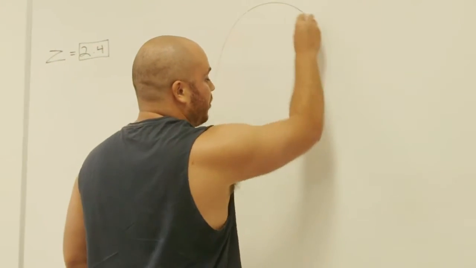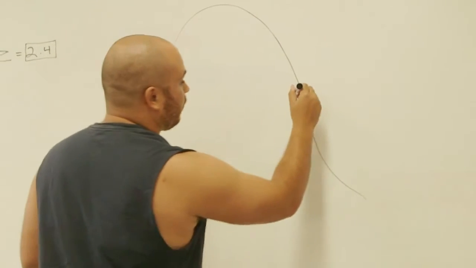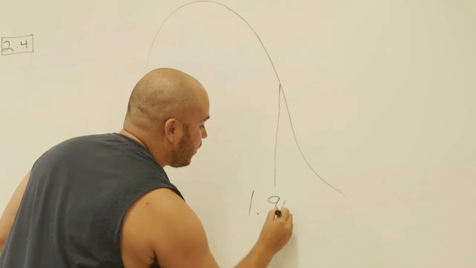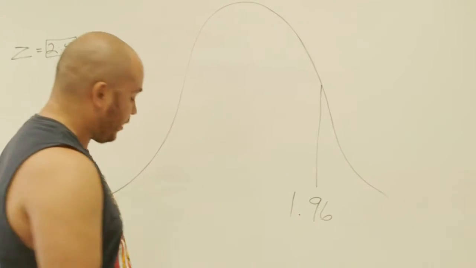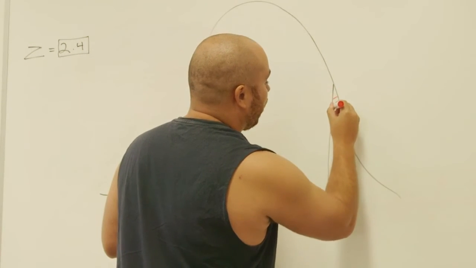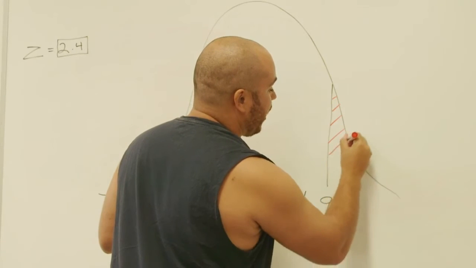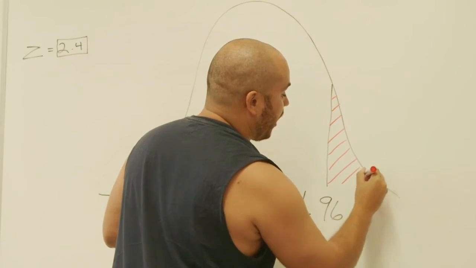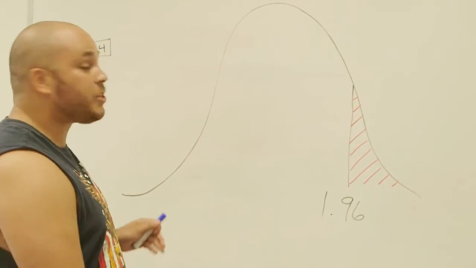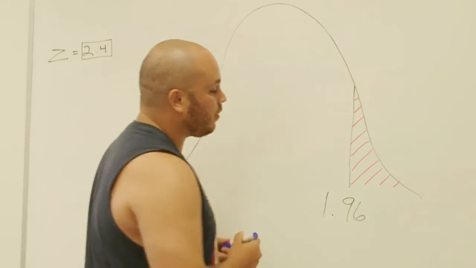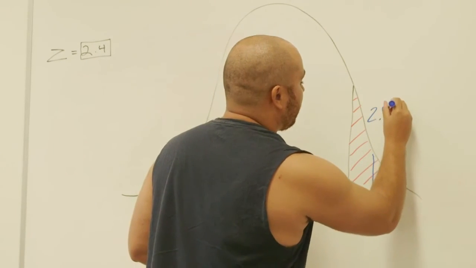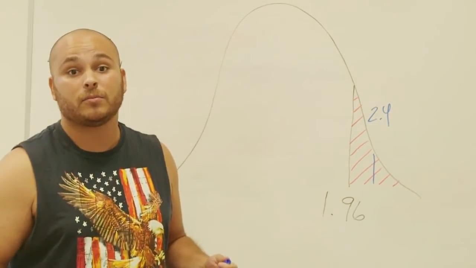Here we have our normal distribution, and here we have our critical value that we just found at 1.96. Now what we're trying to determine here is whether or not our test statistic falls in this area called the rejection zone. And if it does, what we do is we reject the null hypothesis. If it doesn't, we fail to reject it. And in this particular case, at 2.4, it falls well within that area. So we must reject the null.